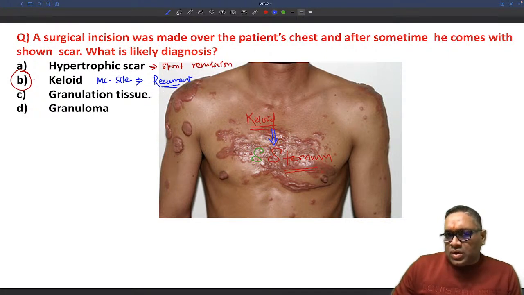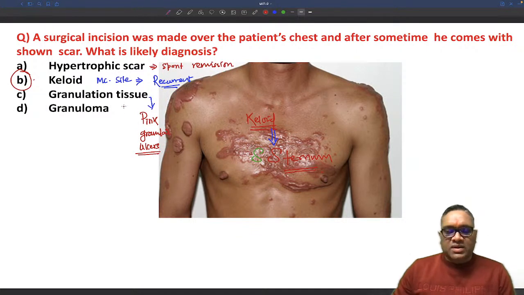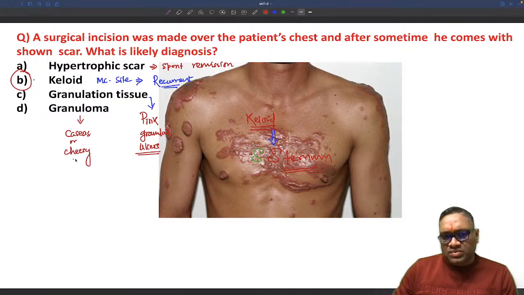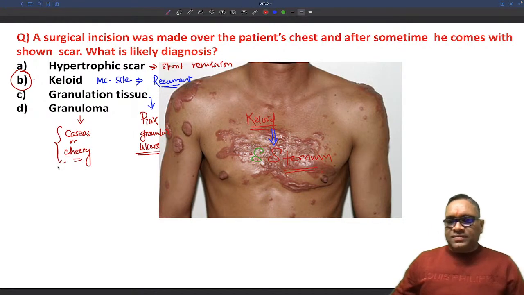What is granulation tissue? How are you going to identify granulation tissue? Granulation tissue will be seen in ulcers, and they will be pink and granular in appearance. So this kind of pink granular ulcer will be a marker of a healing wound, right? So that is how we can understand. Granuloma will have cheesy substances, or you can see caseous necrosis, a caseous or cheesy appearance on gross, which will be visible like this, right? So it is not any of them. So the correct answer for this question is keloid.